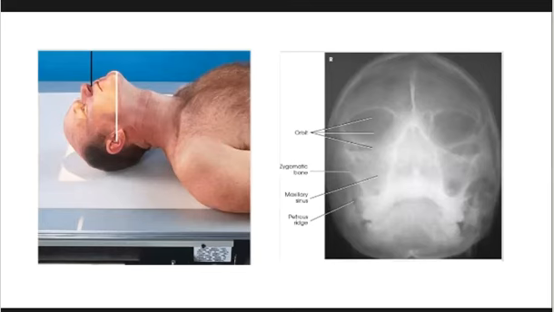This is what we mean, class, that the MML is perpendicular to the tabletop. That line, the white one, that is the MML. It is a line that connects from the mentum or the symphysis menti to the center of the external auditory meatus. So the central ray reference point for the reverse Waters is the acanthion. Acanthion is the reference point for the reverse Waters.